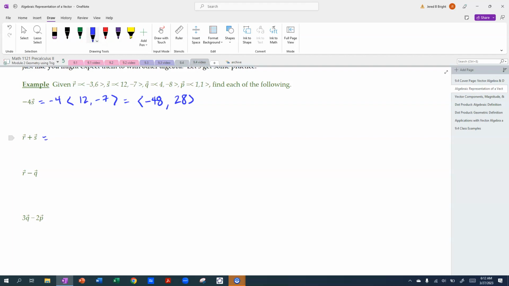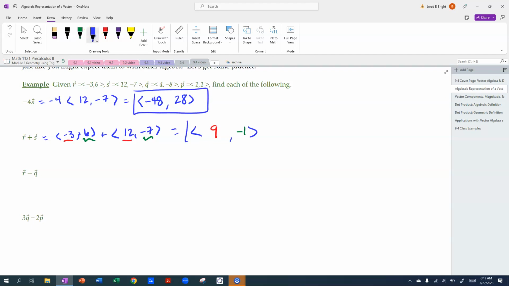r plus s literally means we take negative 3, 6 for r, plus s, 12, negative 7. To add these, you add the respective components. So the result is, adding the horizontals, negative 3 plus 12 is 9, and then the verticals, 6 plus negative 7 is negative 1. Those would be my answers for the first two. I want you to pause the video and try the last two, and resume the video when you're ready to see the solutions.